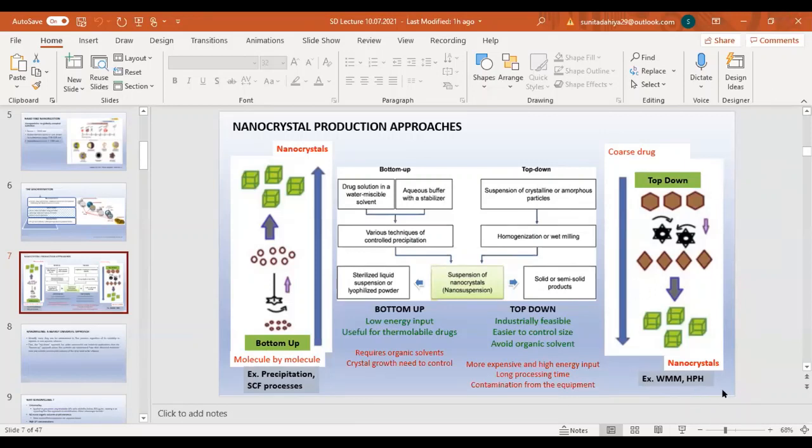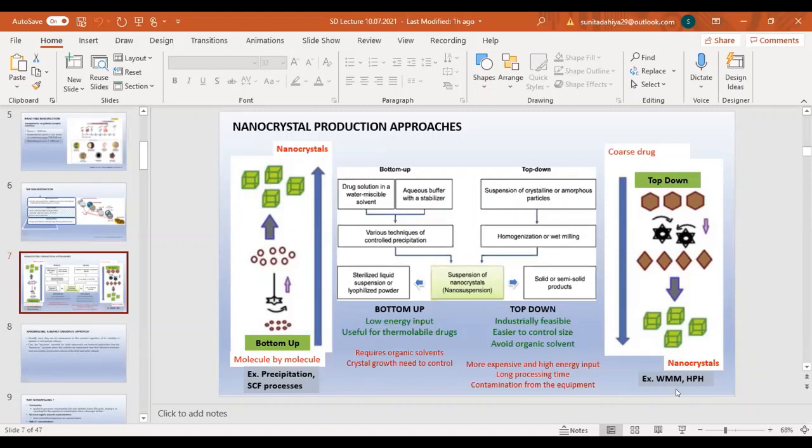Because the top-down method, first of all, is the industrially feasible method. In this case, it is easier to control the size and it avoids the organic solvent. You are not going to use organic solvent in preparation of the nanocrystals when you use the nanomilling method, that is the wet media milling or wet bead milling. Sometimes it is also known as the pearl milling, right?